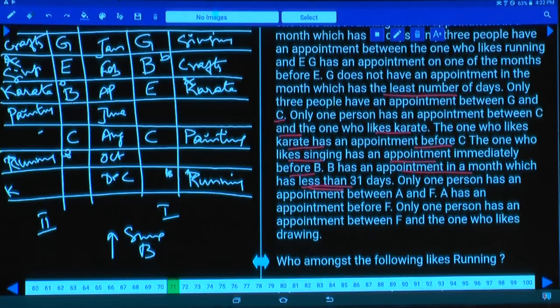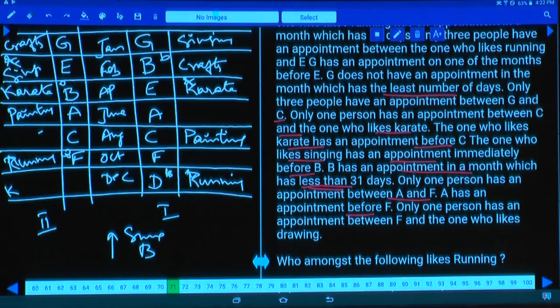Only one person has an appointment between A and F. Between A and F, there must be exactly one person. A has an appointment before F. This is A and this will be F. Then what is left over here? A, B, C, D, E, F, G. Here also A, B, C, D, E, F, G.